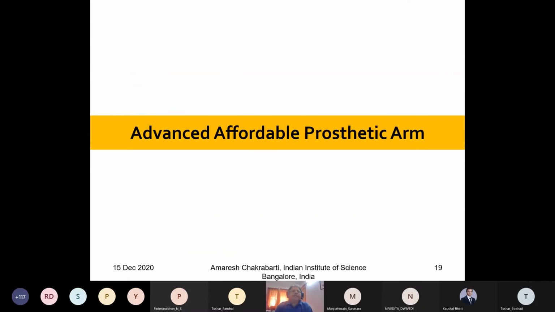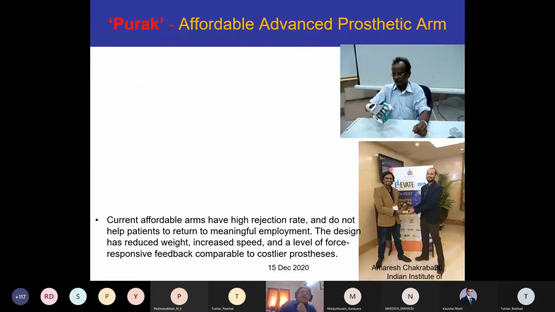The last example is the advanced affordable prosthetic arm. You see on the top right, my colleague, Mr. Eknathan, who is a forearm amputee. So he has a little bit of stump in the forearm, but the rest of the arm is not there. And these two people that you see at the bottom, Vinay and Nilesh, were also master students, and they took up a project where they wanted to develop a prosthetic arm for people.